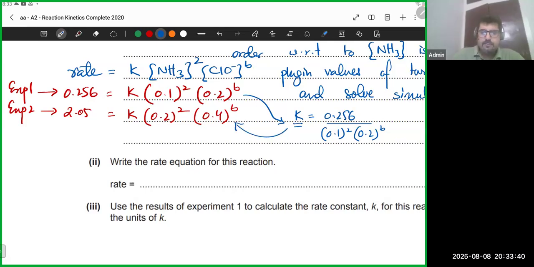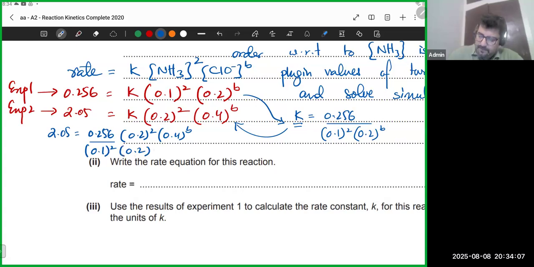I'm going to take this k and substitute it into my second equation. So if I do that, what I'm going to get is 2.05. If I plug in k over here, it's going to be 0.256, and there's 0.2 squared and there's 0.4 to the power b. And 0.256 will be divided by 0.1 squared and 0.2 to the power b.